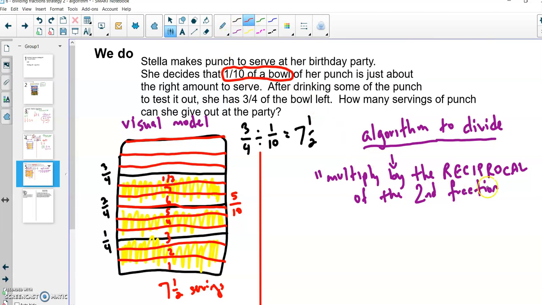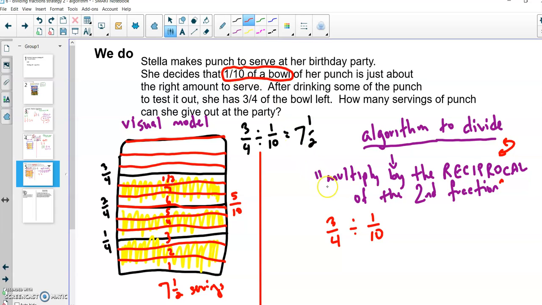And if you think you're going to forget what reciprocal means, you could give yourself like a little arrow thing showing that you would like flip it over. Okay? So this problem that we would want to solve is 3/4 divided by 1/10. That's what we want to figure out. 3/4 of a bowl of punch divided into groups of 1/10 of a bowl.